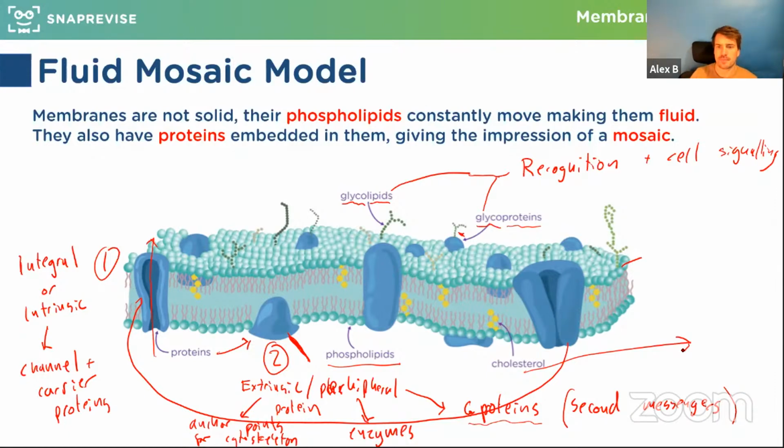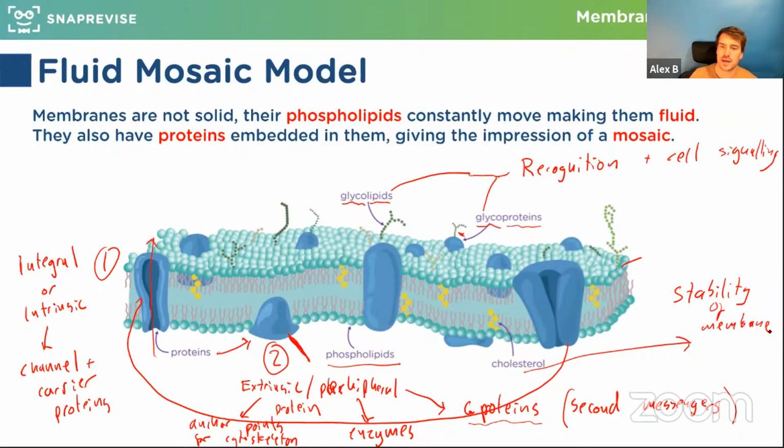Yeah. Nice. So stability or rigidity, you could use either word, of the membrane. So they make it more structurally sound.